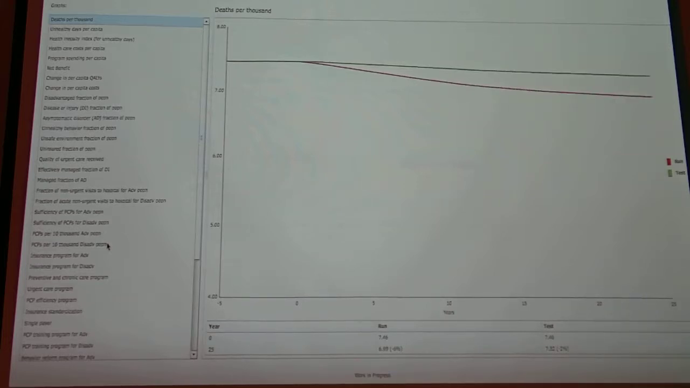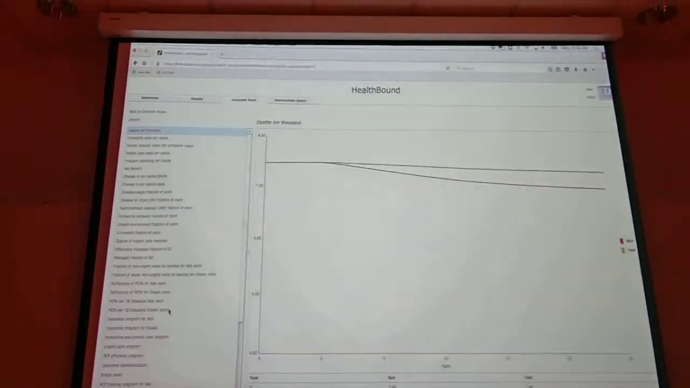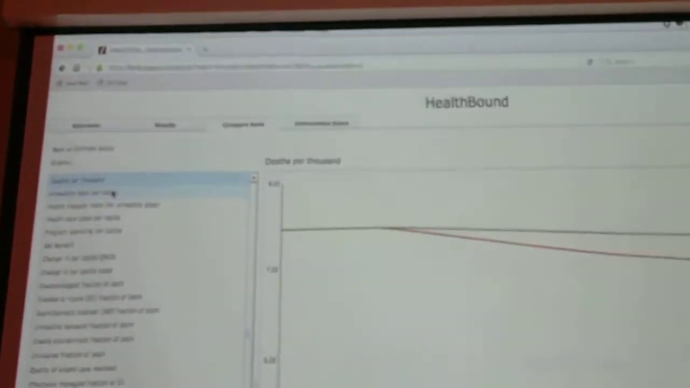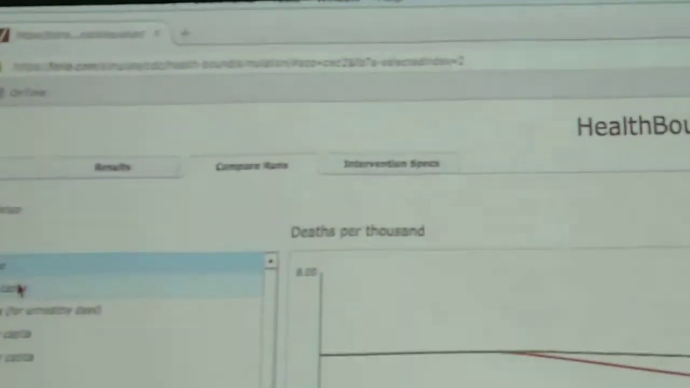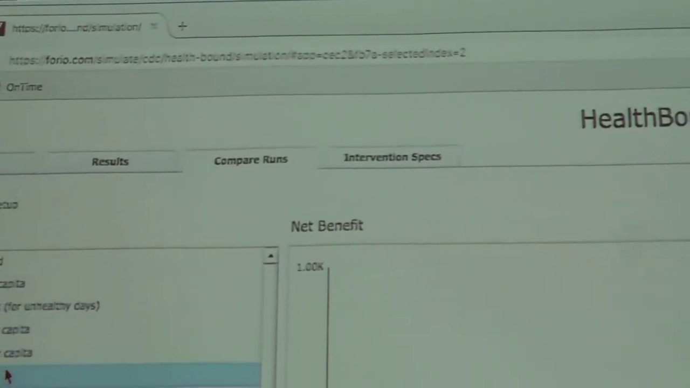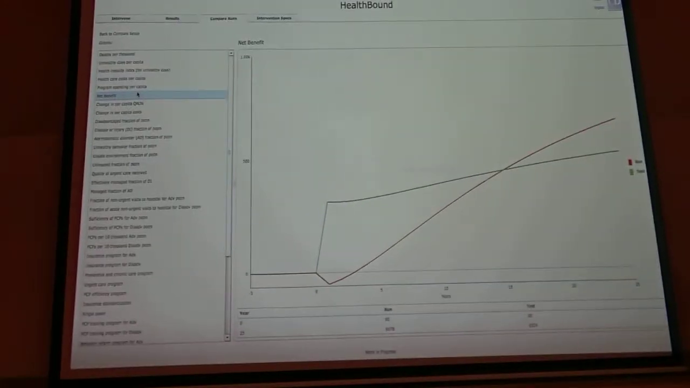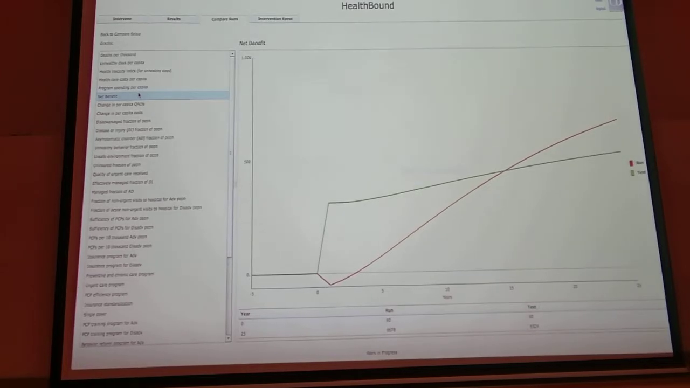So we say, okay, what's the difference between test and run? Well, the difference in deaths per thousand is positive. It's in the right direction, even though it's a negative gap. Unhealthy days per capita, net benefit, whatever this is. I'm not totally familiar with all the concepts in this model. But anyway, you make decisions, you run, you compare.